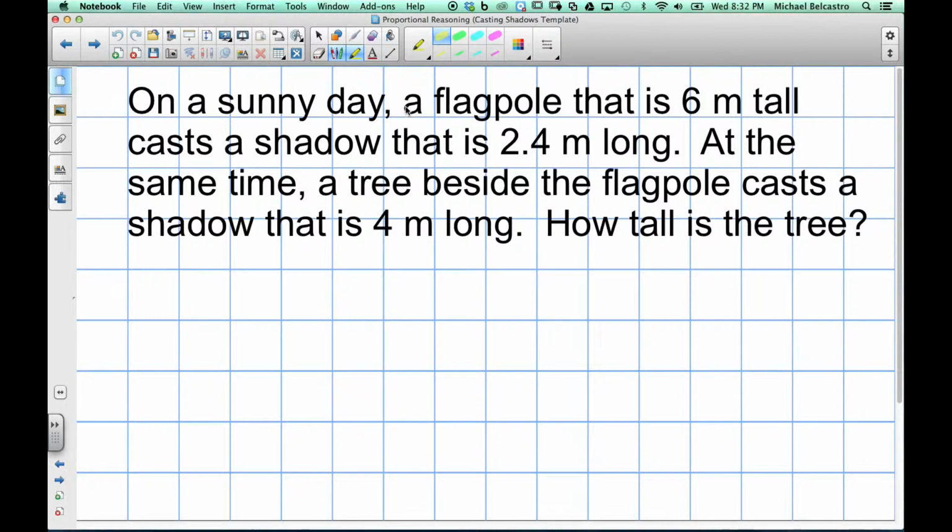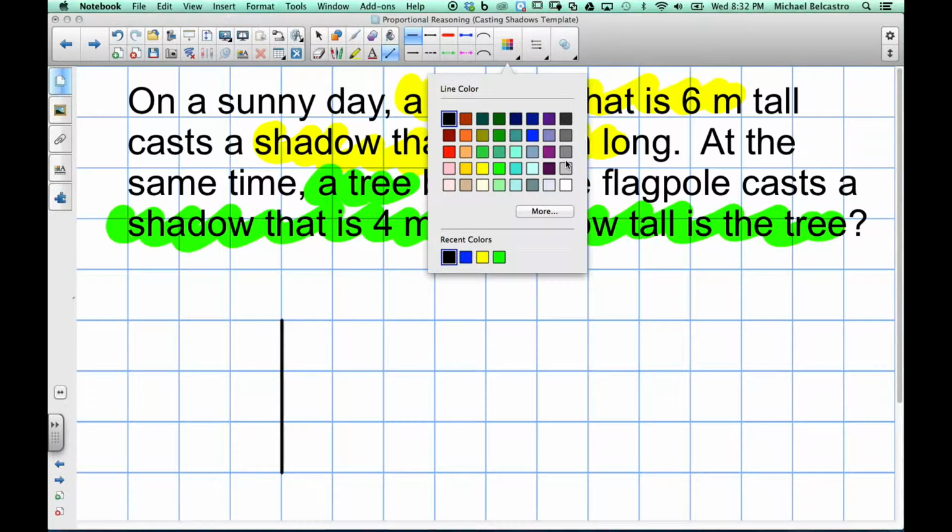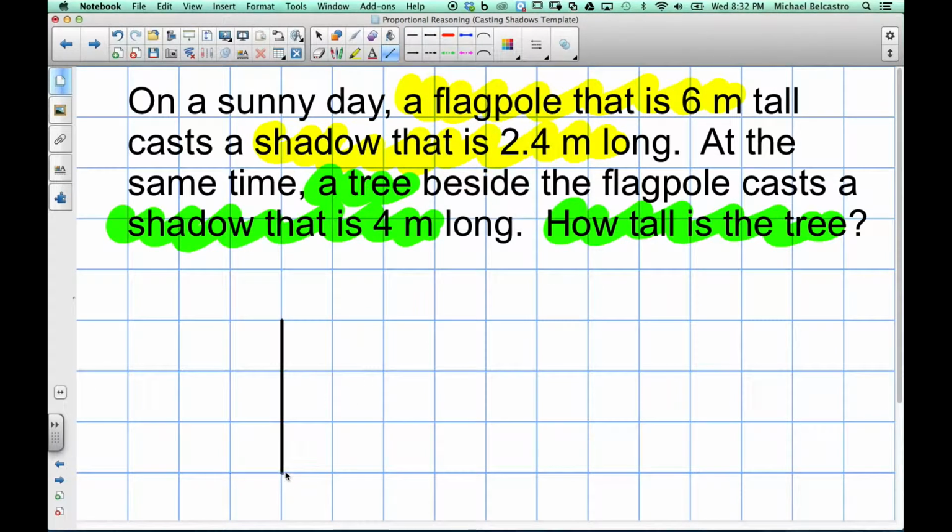Okay, so flagpole information we'll highlight in yellow. A flagpole that is 6 meters tall casts a shadow that is 2.4 meters long. And our tree information we'll do in green. At the same time, a tree beside the flagpole casts a shadow that is 4 meters long. How tall is the tree? Okay, this is describing a relationship, so let's put a diagram of this if we can. Anytime we get a chance to do a diagram, I try to. It usually helps me visualize what's going on.